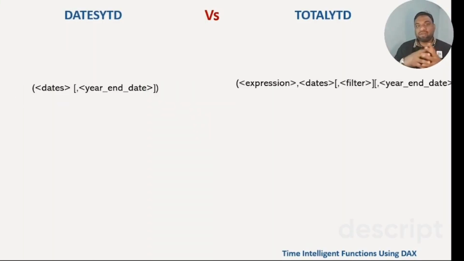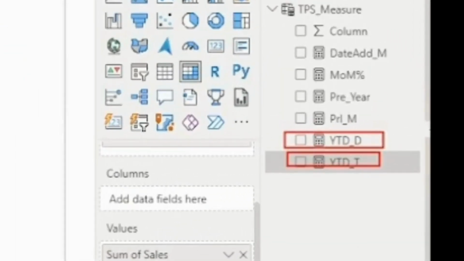In this section, we are going to see what is the difference between two time intelligence functions called DATESYTD and TOTALYTD. Let's jump back to Power BI and see how these two functions behave. Here I have already created two measures using TOTALYTD and DATESYTD.